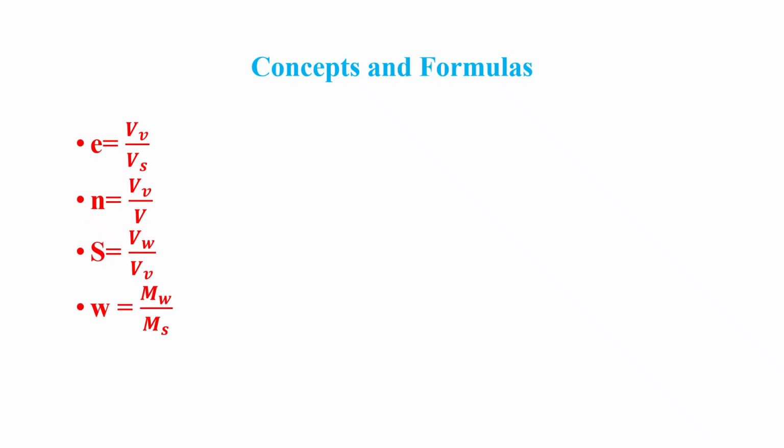Let us quickly revise the concepts. Void ratio equals volume of voids by volume of solids. Porosity equals volume of voids by total volume. Degree of saturation equals volume of water by volume of voids. And water content equals mass of water by mass of solids.